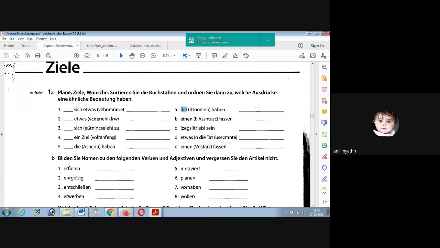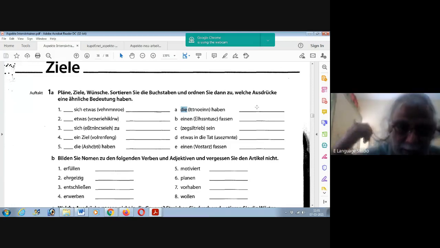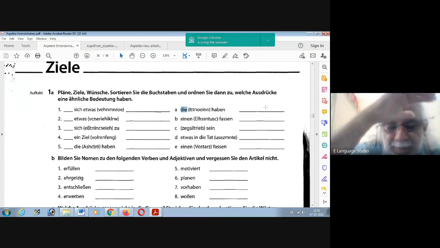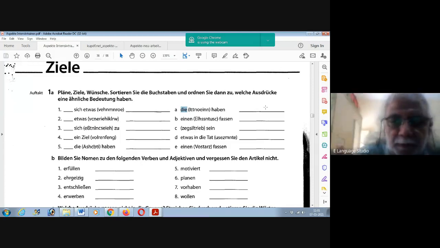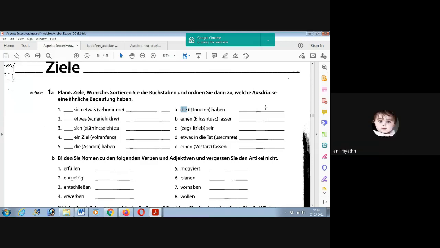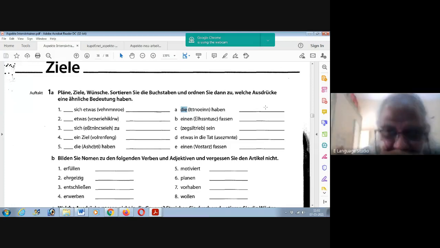Sir, das ist ein English word. Intention. Ja, Absicht, das ist Deutsch. Genau. Also 5a. Die Absicht haben bedeutet die Intention haben. Auf Deutsch sprechen wir das als Intention aus, aber im Englisch sagen wir Intention. Okay. So synonym for Absicht, intention. Ja.